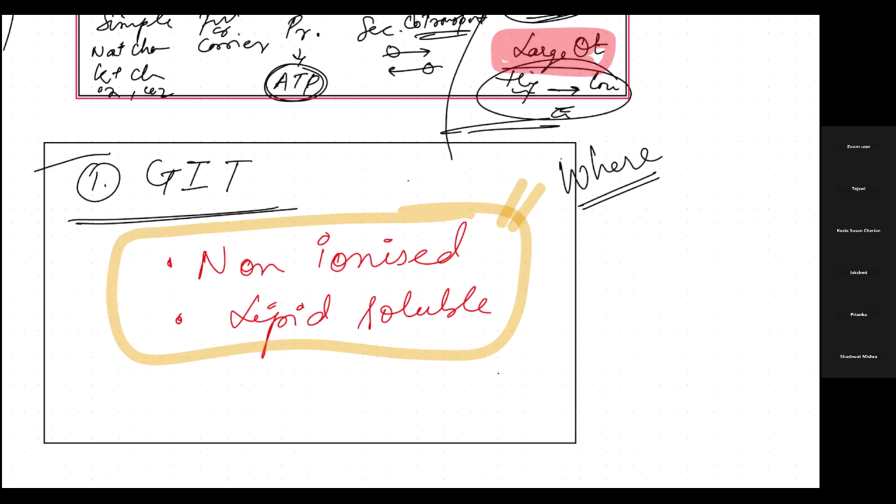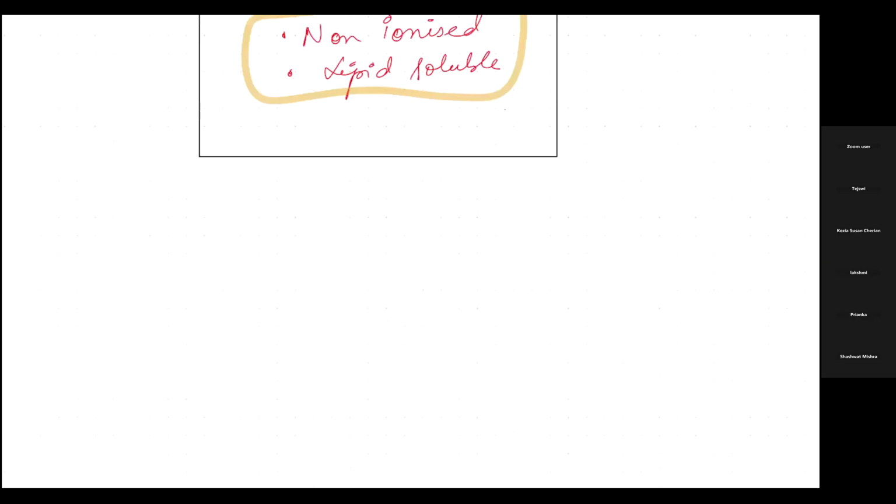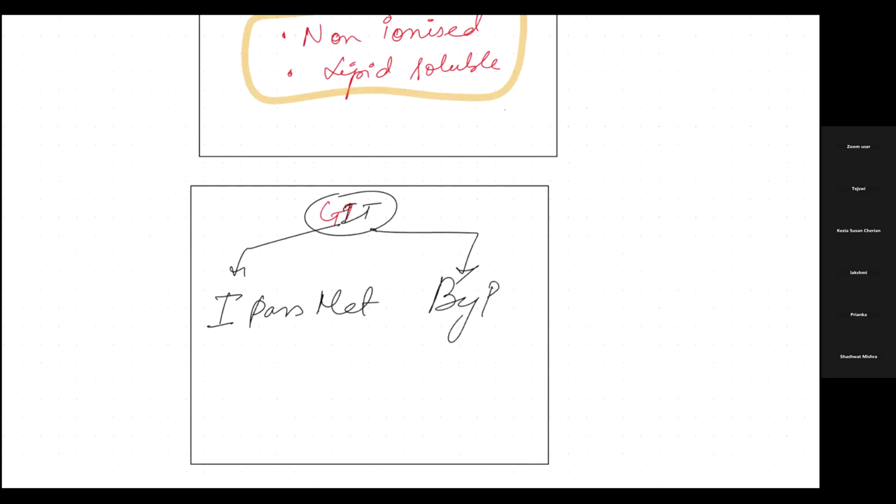So what we were dealing with is where the absorption is happening. The first part was GIT. So how is it happening? We already discussed this concept in the gastrointestinal tract: either we will have first pass metabolism, or bypass of the first pass metabolism. Now let's have a quick recap on that. What is first pass metabolism?